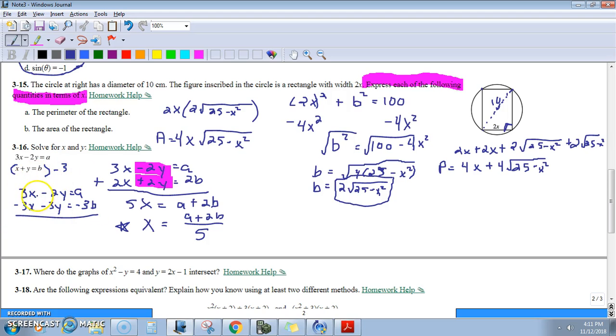Okay, now my x's cancel. Now I have negative 5y equals a minus 3b. And y is just equal to a minus 3b divided by negative 5. Okay?